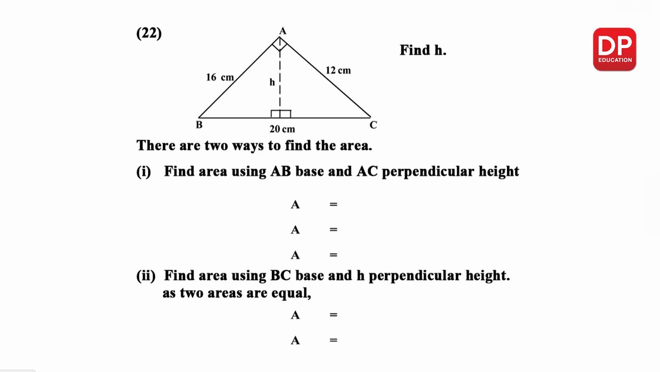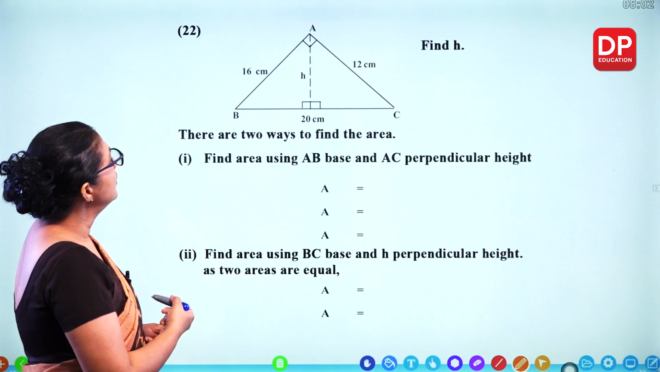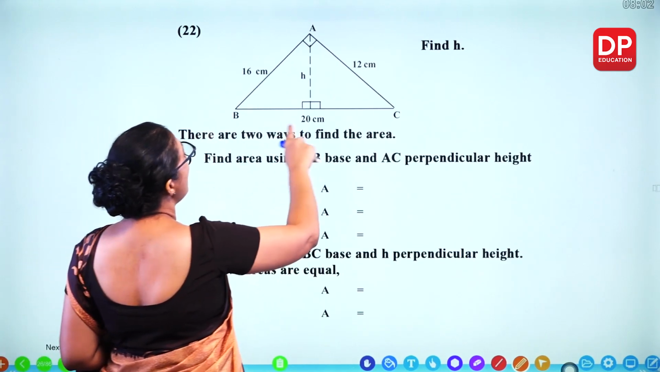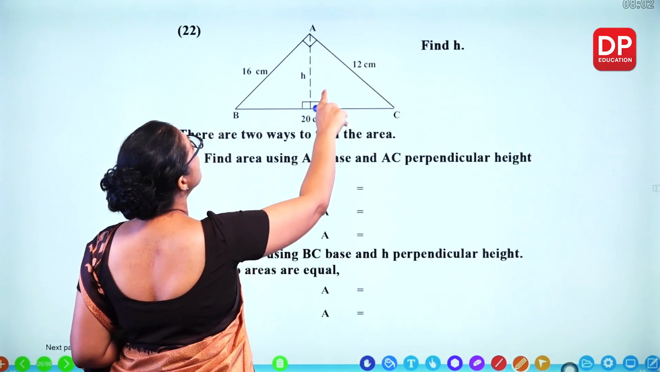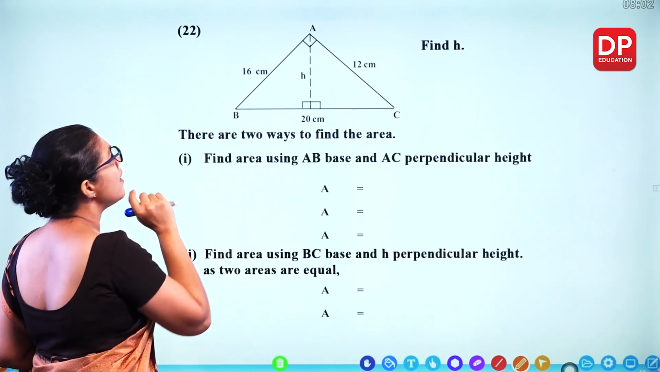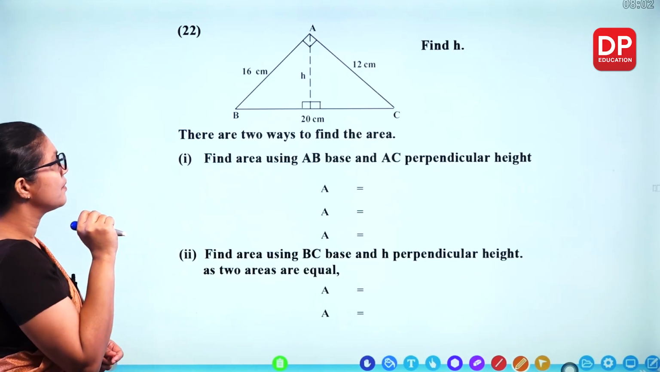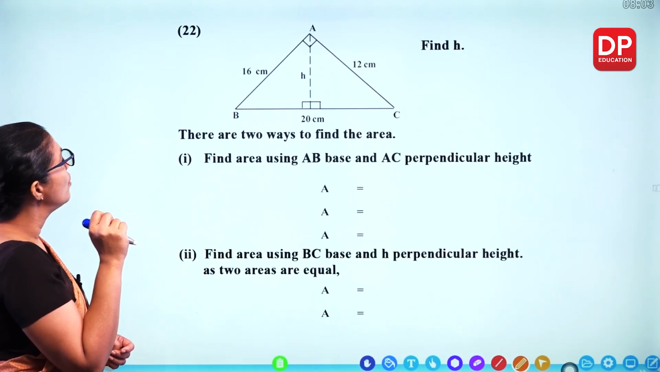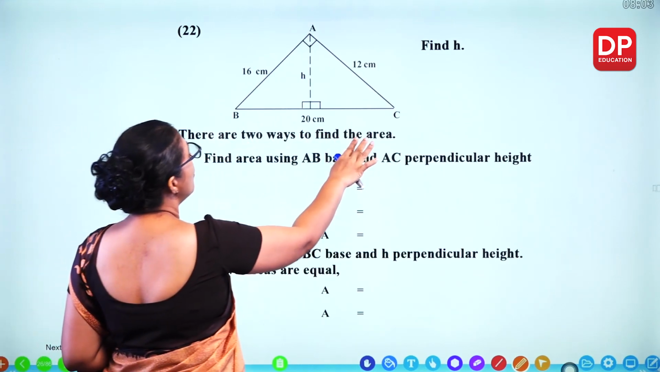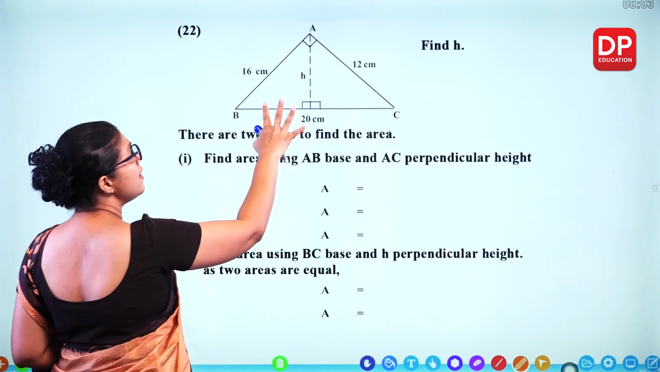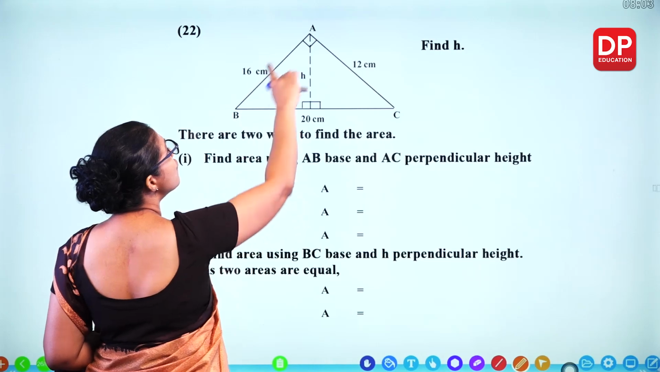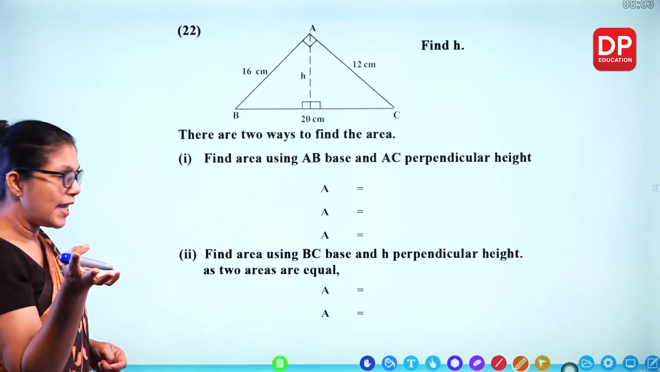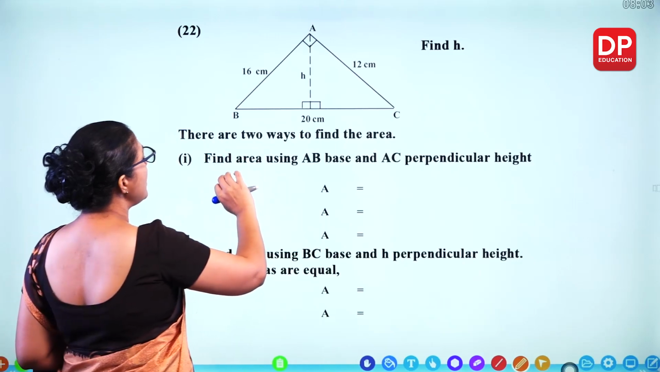Now look at this one. In this figure, you get a right angle triangle and 2 triangles are there. You are asked to find H, the perpendicular height. Now you can find out the area of ABC triangle in 2 ways. What are the 2 ways?